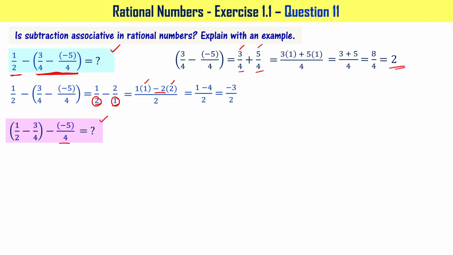When you have subtracted 2 from 1 by 2, what you got is minus 3 by 2. Please take a note of this. The value of this particular expression is minus 3 by 2. Now let's find the value of the second expression we have written. In that, to begin with, let me find the value of 1 by 2 minus 3 by 4.